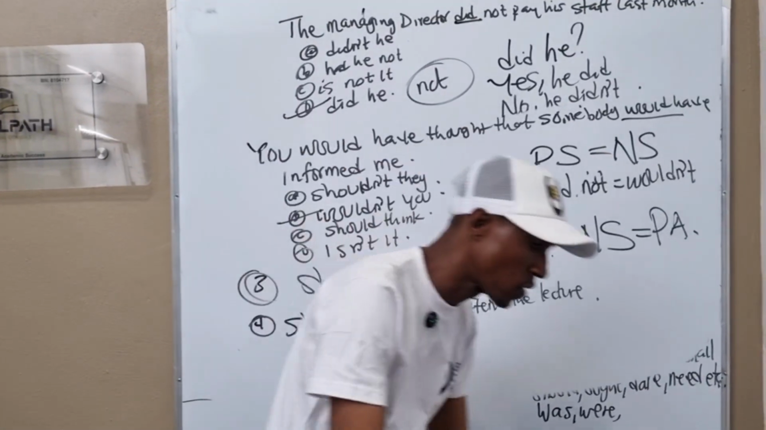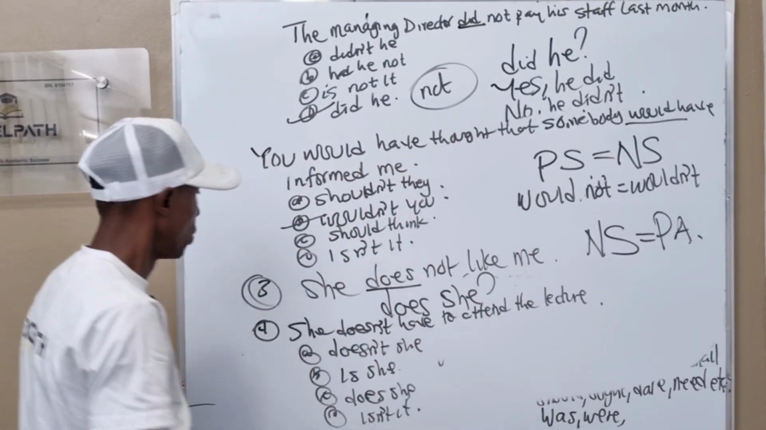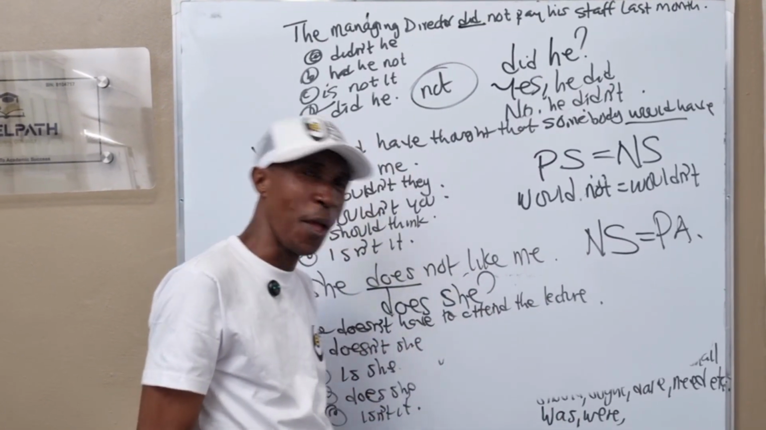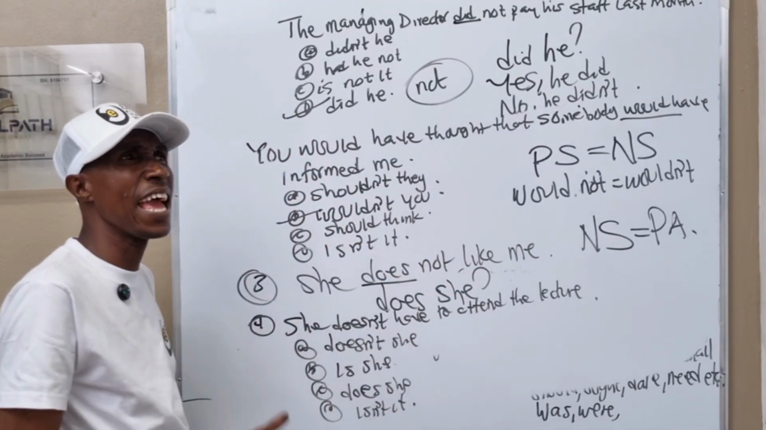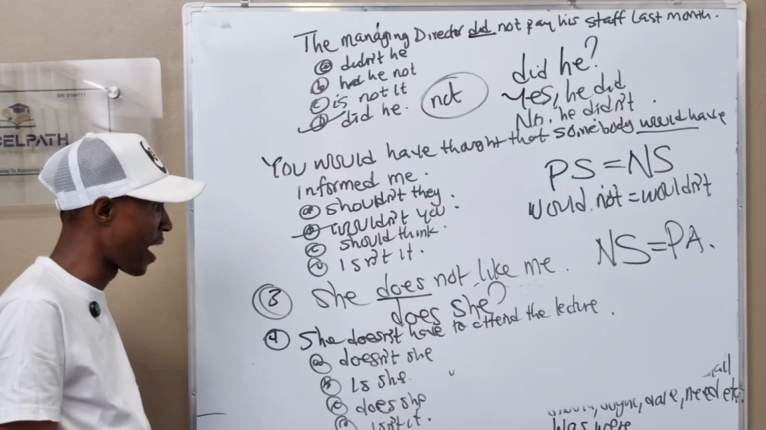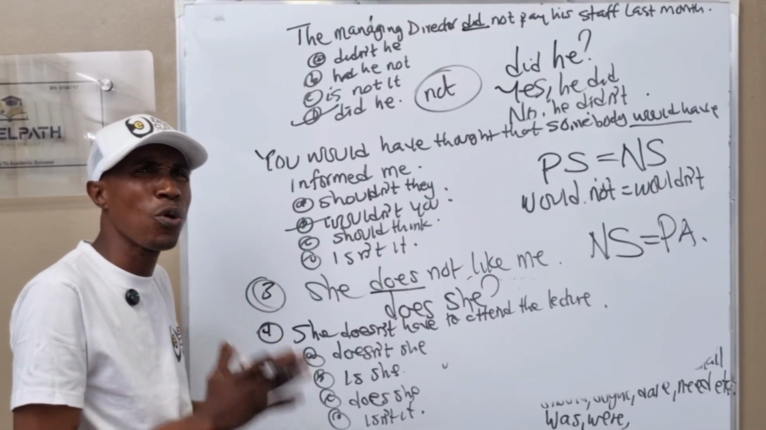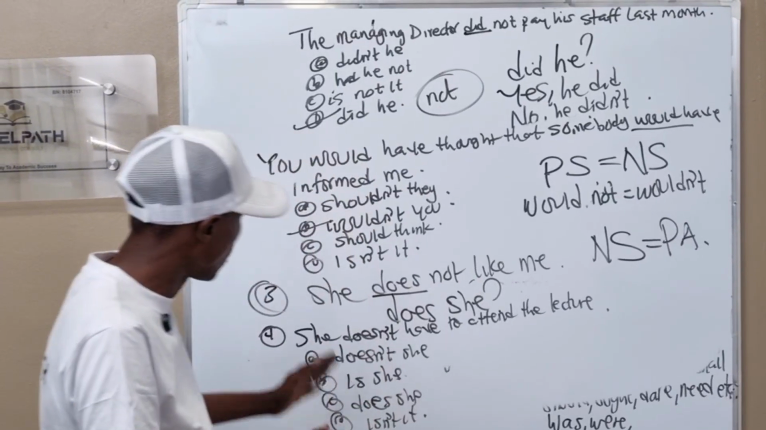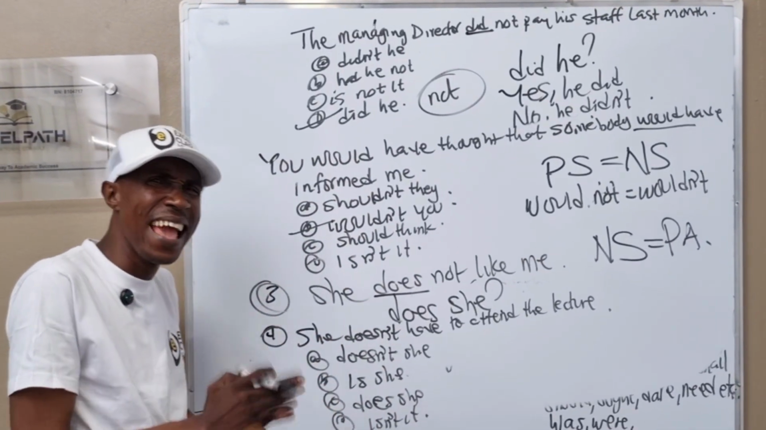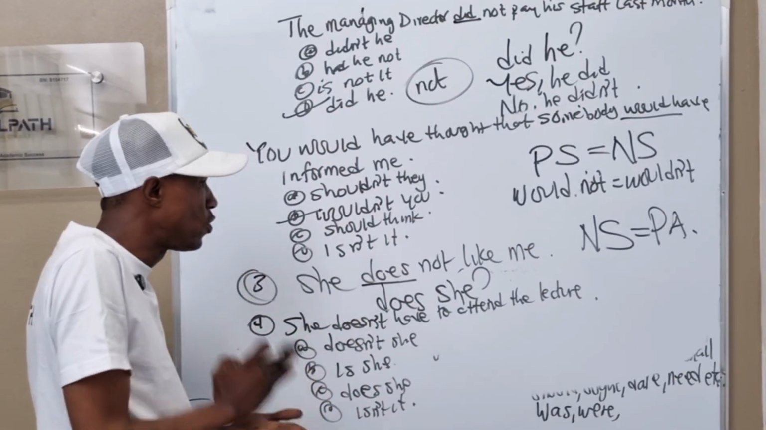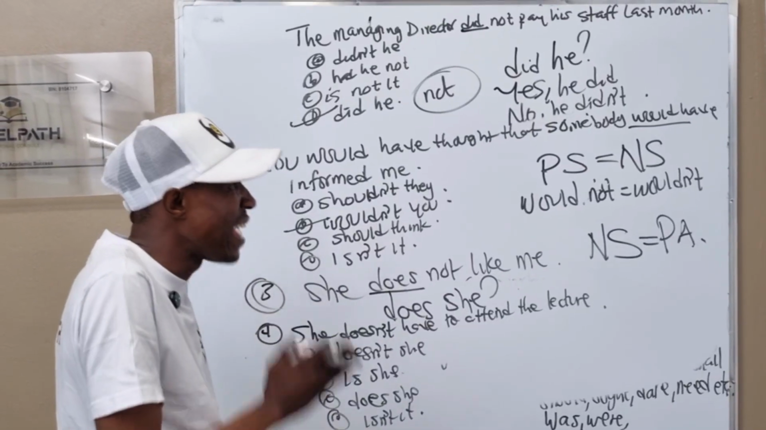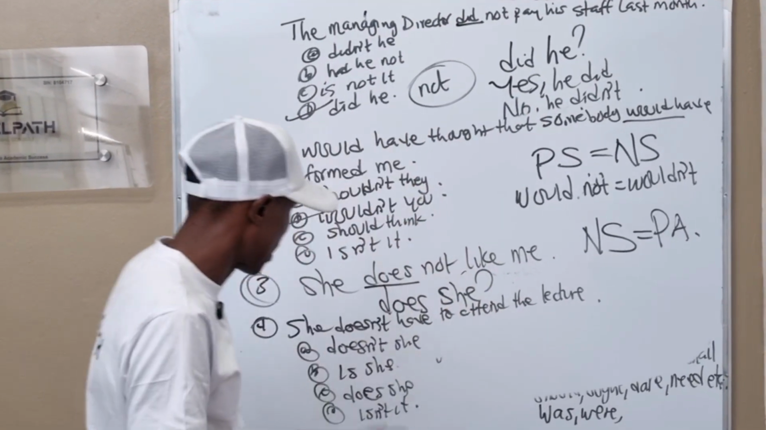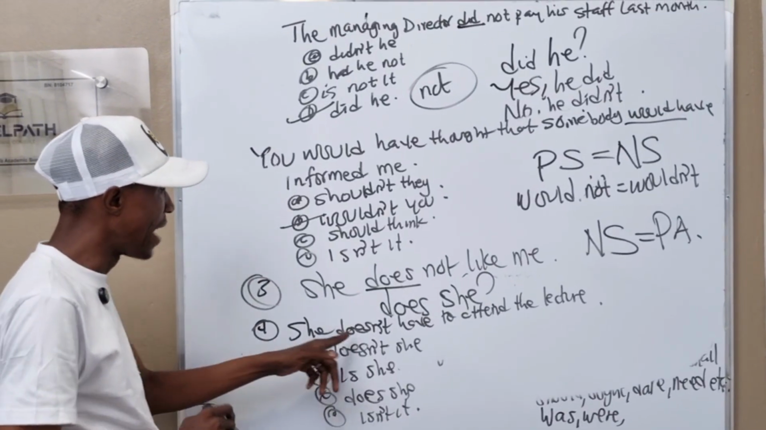These are questions that you need to focus on. She doesn't have to attend the lecture. Before you start picking any answer, you find out if the question is positive or negative. And this question here is negative. And we have been told that when it is negative, it goes with a positive answer. That is 1. 2, identify.